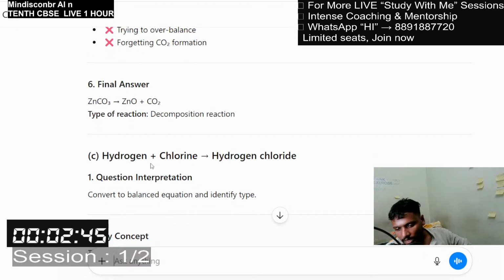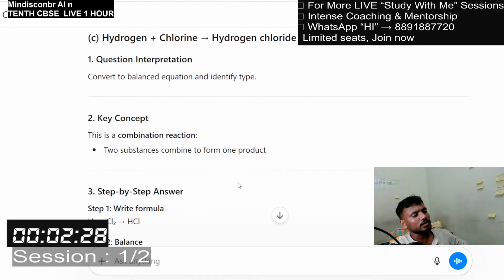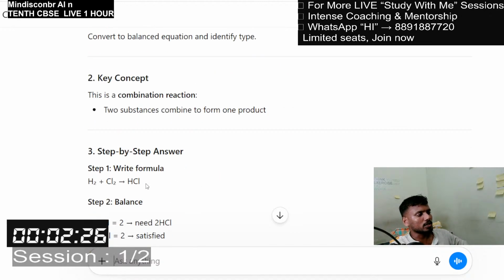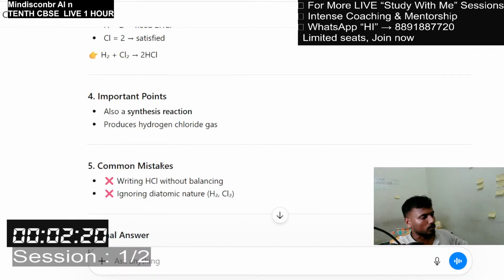The third one is hydrogen plus chlorine gives hydrogen chloride: H2 plus Cl2 gives HCl. It will be easy because here there are 2 atoms of hydrogen and 2 atoms of chlorine, but here only 1 atom of hydrogen and 1 atom of chlorine. So we will write 2 HCl. Then there will be 2 atoms of hydrogen and 2 atoms of chlorine. H2 plus Cl2 gives 2 HCl, so the atoms on both sides are equal.